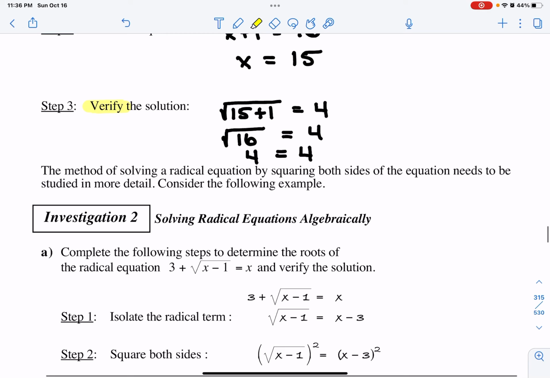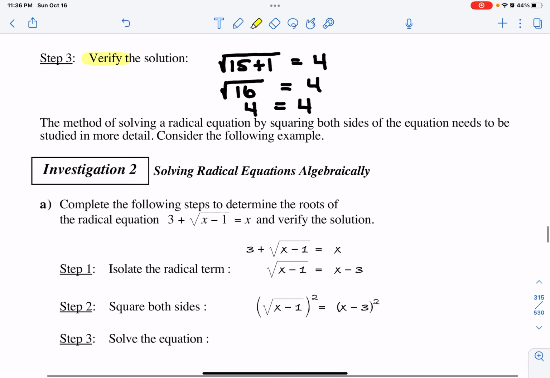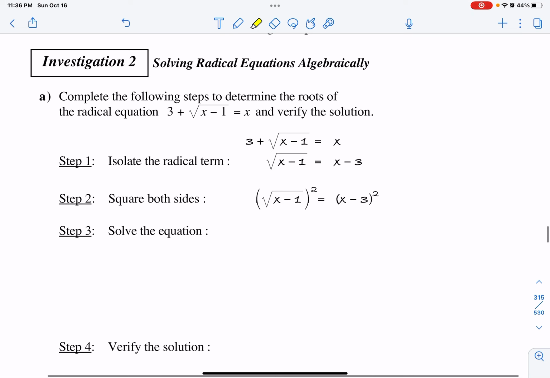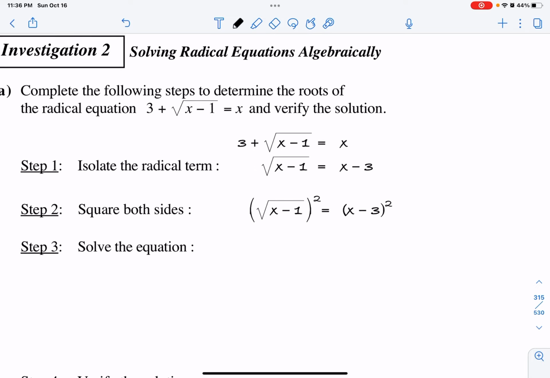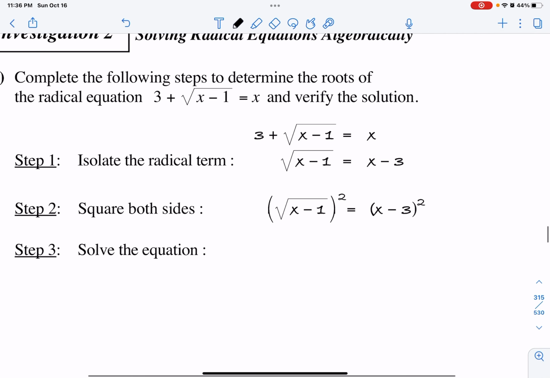So the method of solving a radical equation by squaring both sides of the equation needs to be studied in more detail, which we will do in the below example here. So now let's take another example. Let's use the same kind of steps that we did before, but now include another number on top of that. So what we do is we want to isolate for the radical term, or whatever the square root or cube root is. So what we're going to do originally is we're going to say, I'm going to subtract away this 3, subtract away this 3, giving me that next line where the radical is isolated.